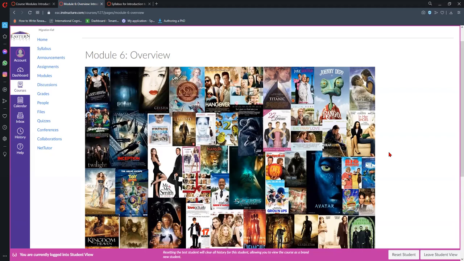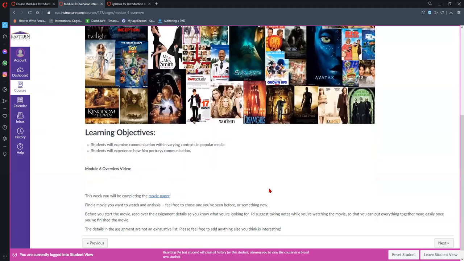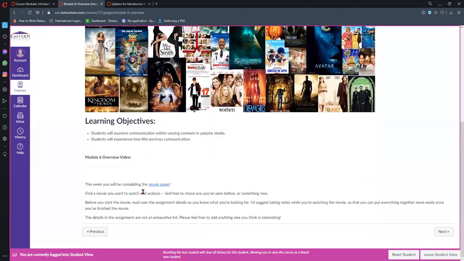This module is all about the movie paper. So you will be completing the movie paper. And so you're going to find a movie that you want and analyze.